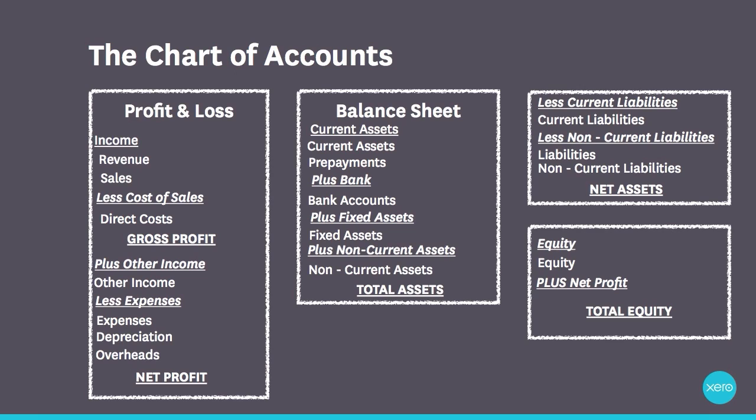For example, if I wanted an expense to come off of my net profit, I would need to make sure that I choose an expense, depreciation, or overheads account type. If I chose, for example, a direct cost, then that will be taken off and used to calculate my gross profit.